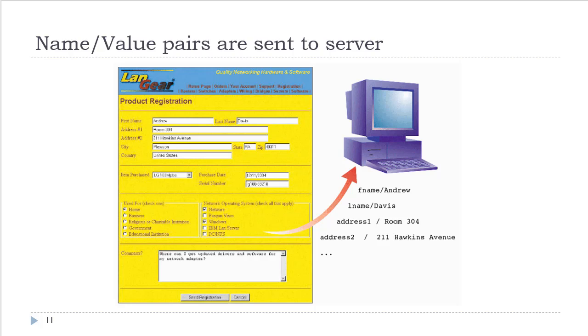So this is an example of data being sent to the server. Every form element has a name attribute. And when the user enters data or clicks or checks something, it is paired with a value. Those name-value pairs are sent to the server for processing.